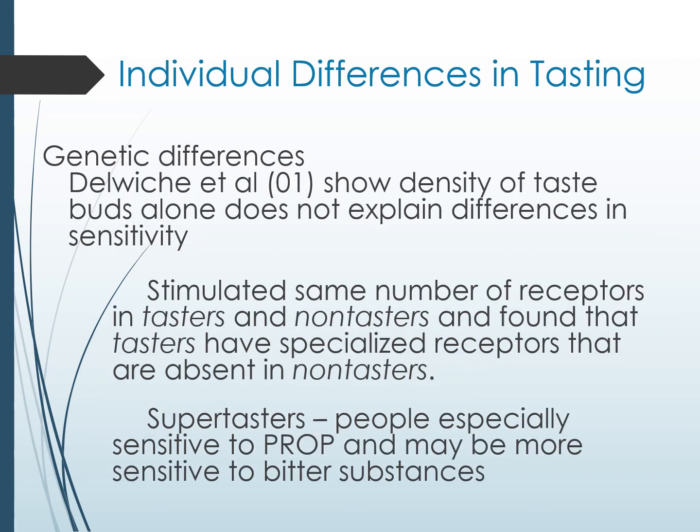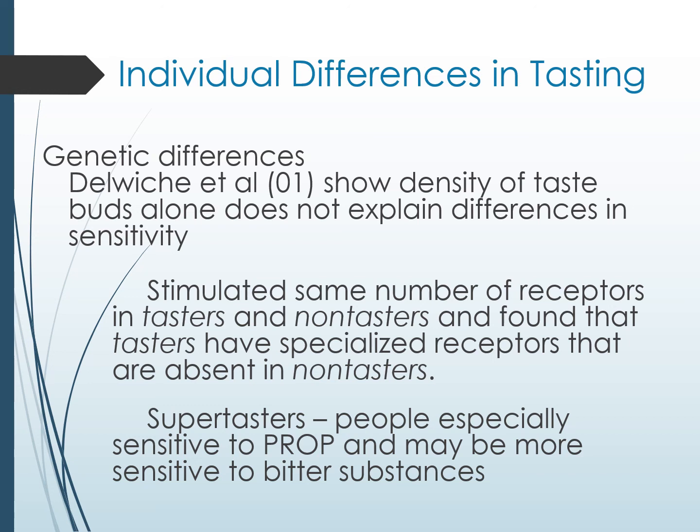Then Delwiche et al., 2001, showed that the density of taste buds alone does not explain the differences in sensitivity. In fact, they stimulated the same number of receptors in tasters and non-tasters, and they found that tasters have specialized receptors that are absent in non-tasters. So we can go back to that example of PTC. It's not just the density of taste buds, but whether I am able to experience a particular taste, a particular substance.